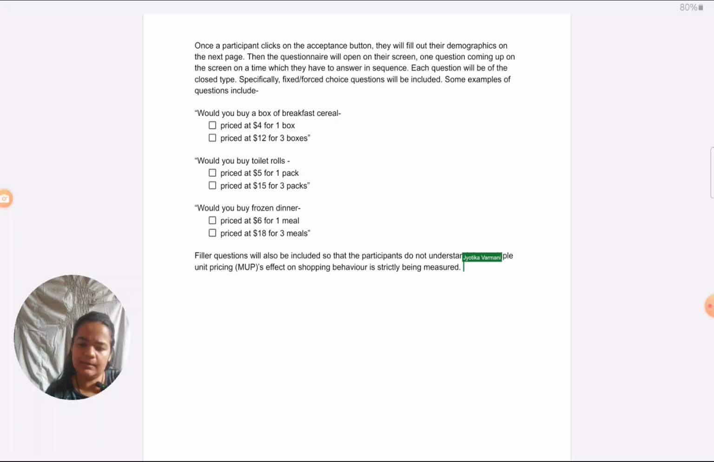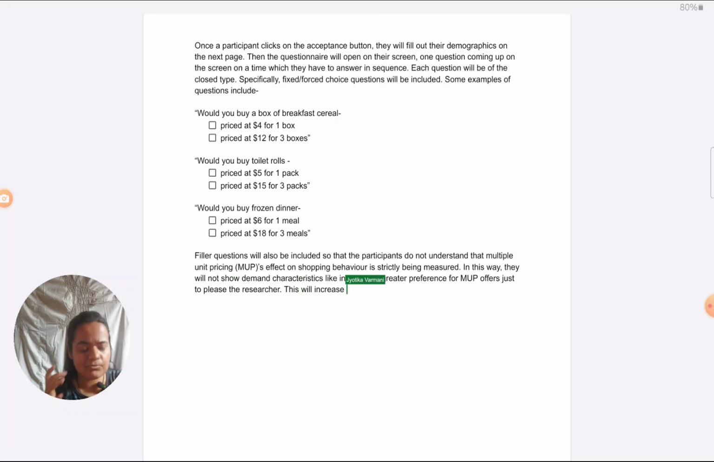In this way, they will not show demand characteristics, like indicating a greater preference for MUP offers just to please the researcher. This will increase the validity of the plan. You know, a compulsory general feature you have to give for any study is validity of the plan. So I feel this is a good place to link with that.